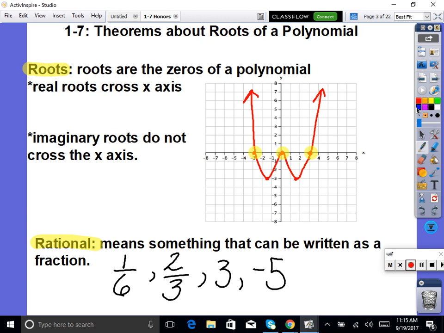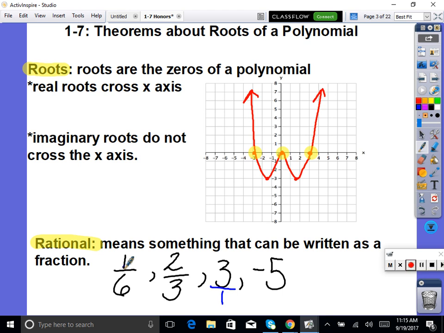Now, the word rational. So we're going to be dealing today with rational roots. Now, rational means it can be written as a fraction. So look, I'm just showing you some examples. This is a rational number. This is a rational number. 3 is technically a rational number because it's written as a fraction as 3 over 1. So do you see how these are all examples of rationals?